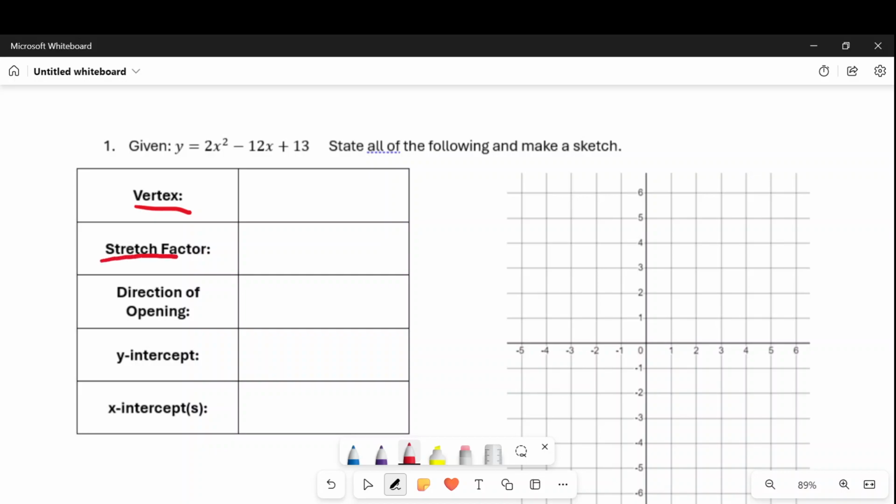What else can I do? Stretch factor. I can tell you the stretch factor because that's always the a value, and the a value doesn't change between standard form and vertex form. So it happens to be 2.